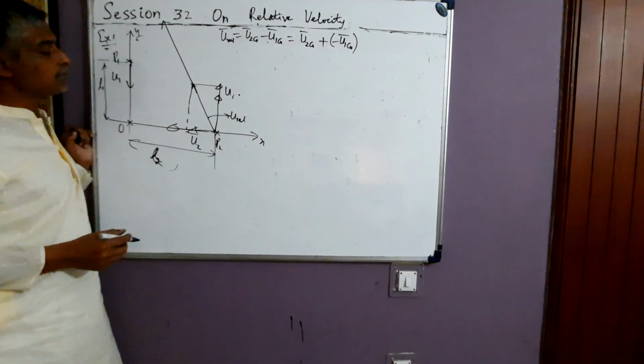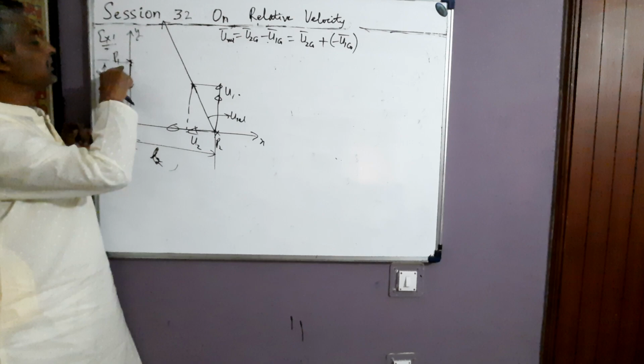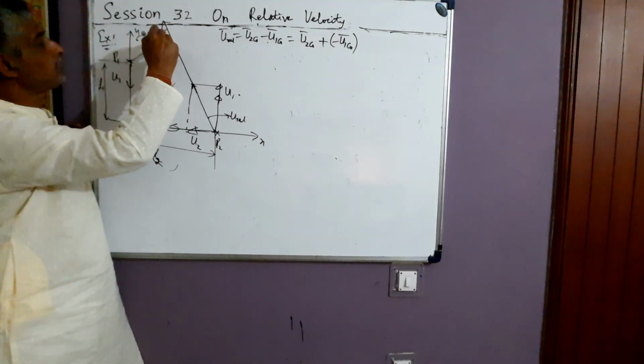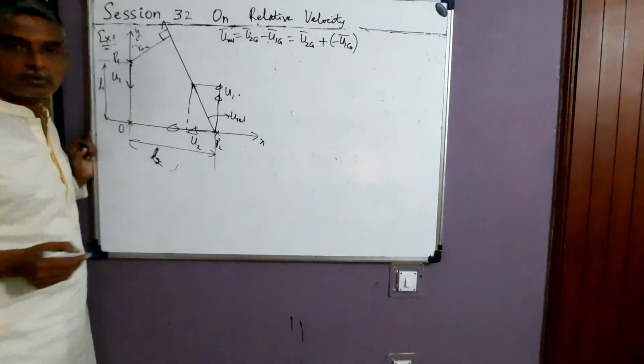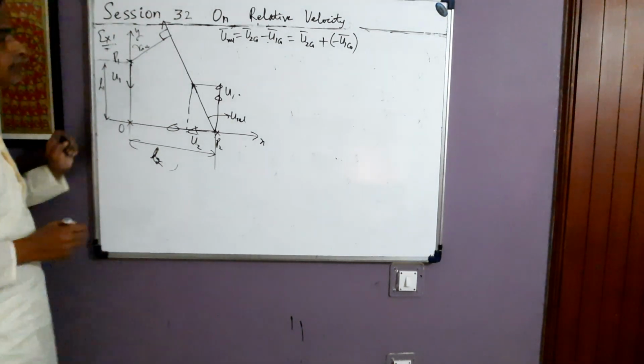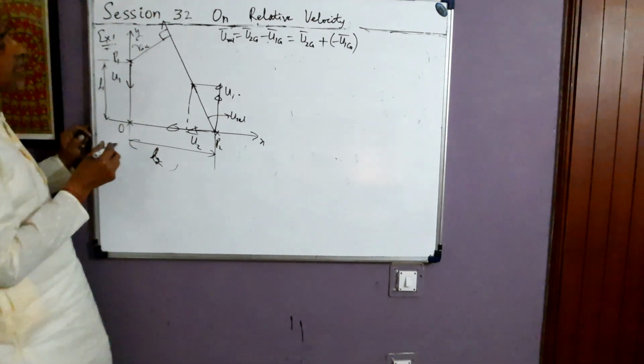The shortest distance between P1 and P2 will be what? The perpendicular distance let fall from P1 on the line of motion of P2 as seen from P1. This is the shortest distance, R minimum. This is R minimum, okay, fine. Now we have to find this R minimum.